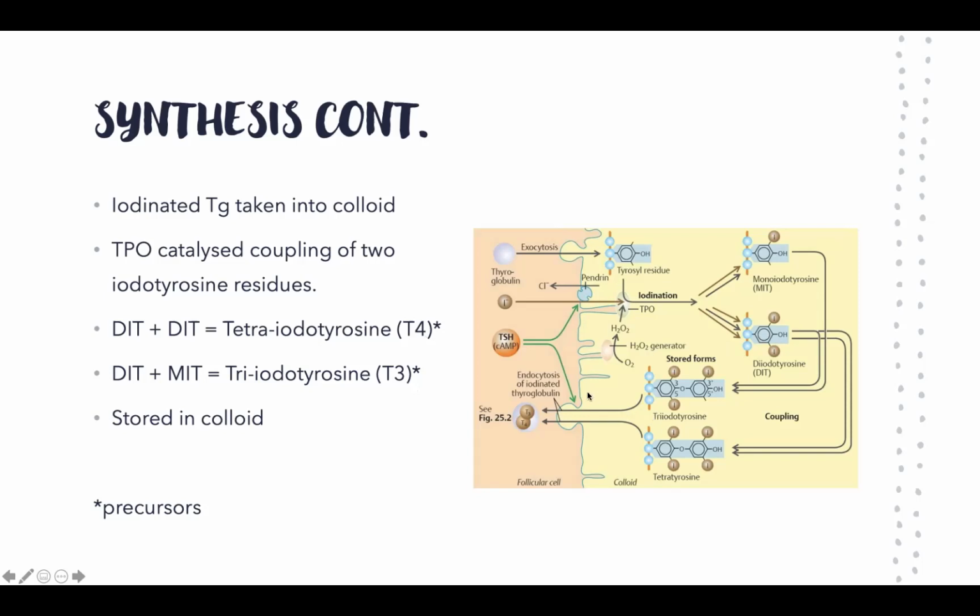These precursors are then stored in this colloid, so that inner circle of that histology slide that we looked at before. So it's important to know that this is not its final form. These are precursors to that T4 and T3 that will be used later.